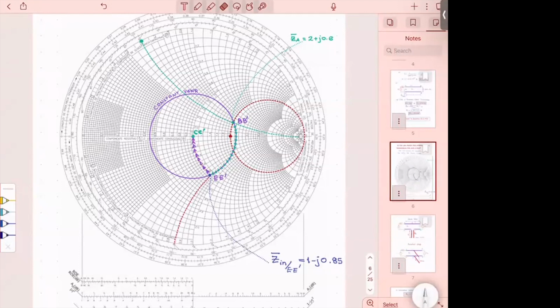Moving along the green circle, it's a circle, but we don't see the whole circle. Moving along this green dotted line implies that I add something so my reactive component remains the same, but my resistive component changes, which means that I add a resistor, all right? So moving along these lines, like the red circles, is like I'm adding a reactive element. Moving along this green dotted line means I'm adding a resistor.